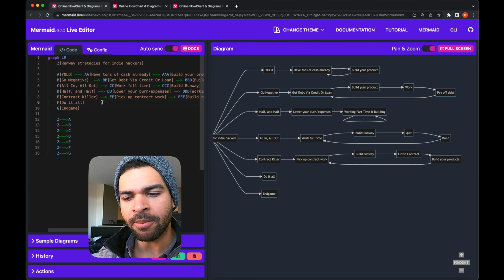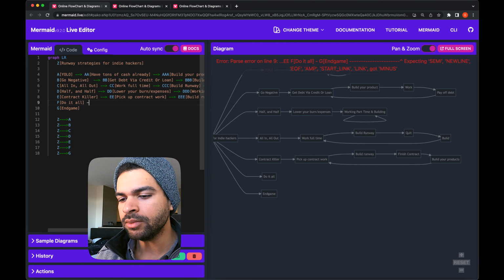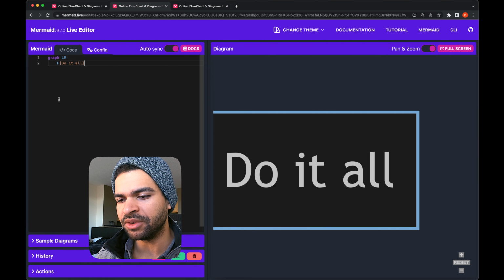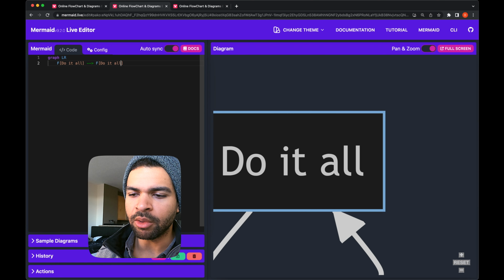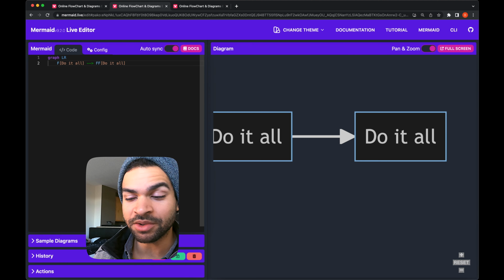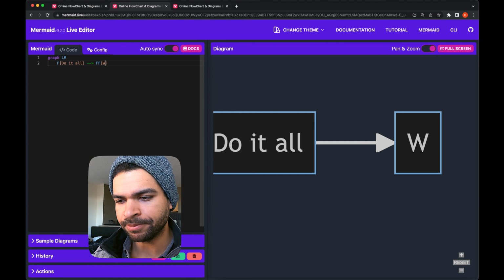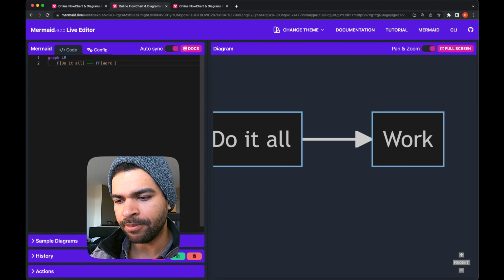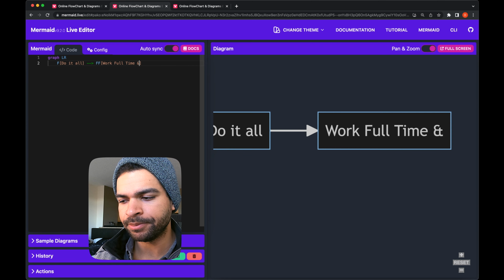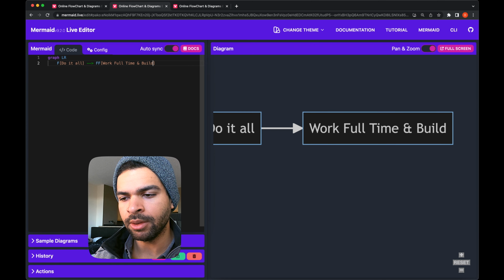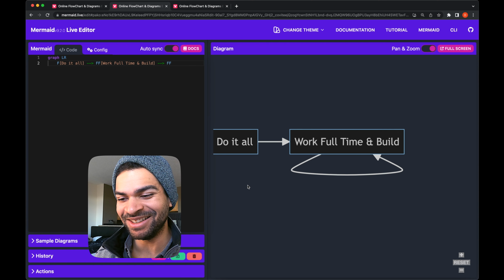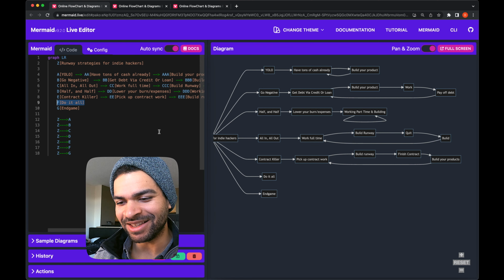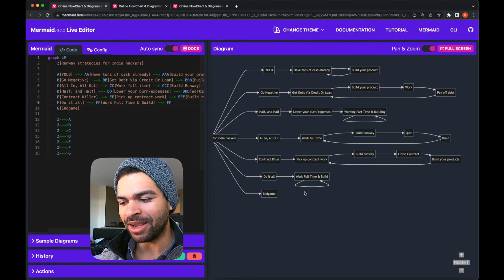Next, I'm going to talk about the most important strategy of all, possibly. Do it all. Okay, so let's take this into an individual chart here. What does do it all mean, right? So this is my current strategy right now. So you're going to work full-time and build. And that's basically it. You're going to work full-time and build, okay?